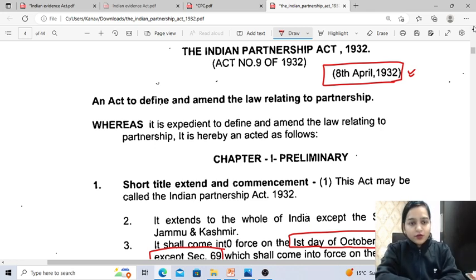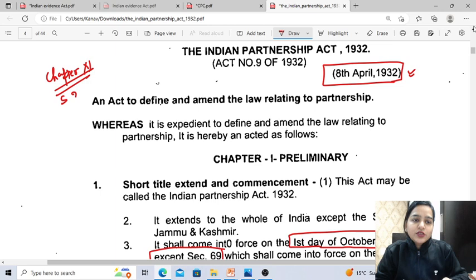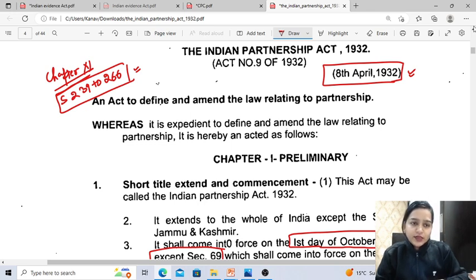So before the passing of the Indian Partnership Act, all the provisions of the partnership were contained in the Indian Contract Act. तो जब ये एक्ट पास नहीं हुआ था, तो जितनी भी प्रोविजंस थी पार्टनरशिप की, that was contained in the Indian Contract Act. तो Chapter 11, Sections 239 to 266 of the Indian Contract Act deals with what? These contain the provisions regarding the partnership.